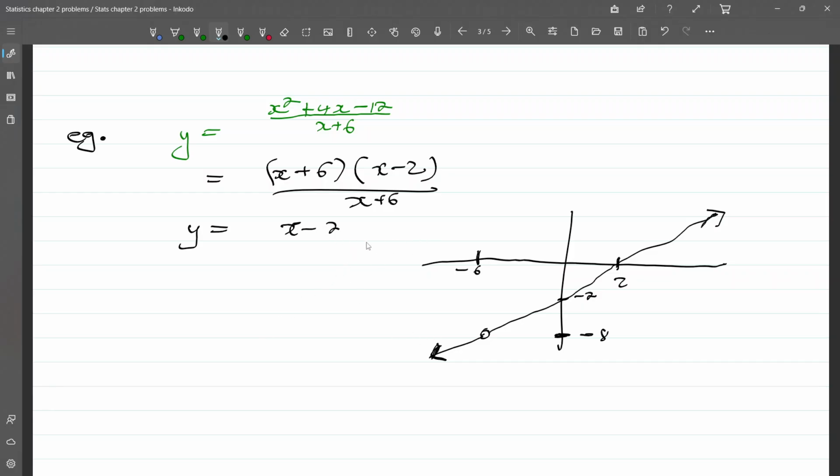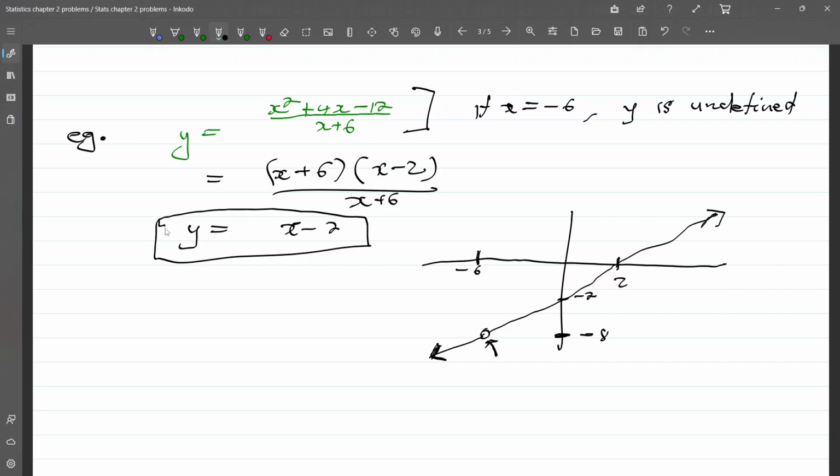So if you check this function here, if x is equal to negative 6, then y is undefined, because if you substitute negative 6 here, you're going to have 0 in your denominator, and you cannot divide by 0. So your function is undefined. That is why we have this hole here. But if you look at this, when you simplified your y, it doesn't show you that. So you need to be careful about those kinds of things.